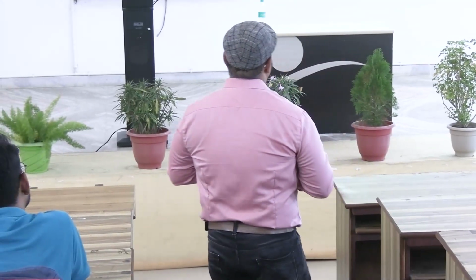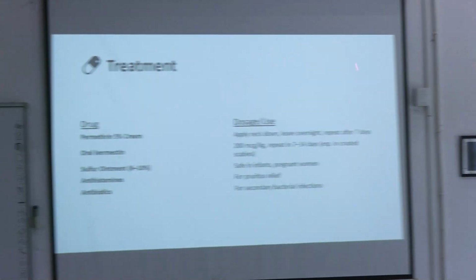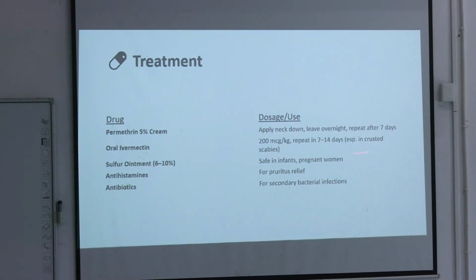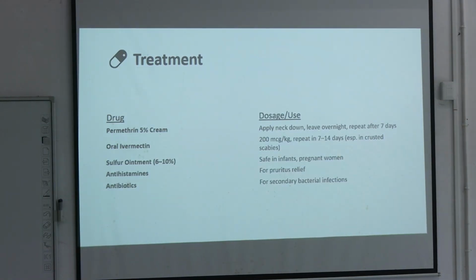Now treatment is a 5% permethrin cream, apply neck down and leave overnight, repeat after 7 days. So this is a normal standard treatment, 5% permethrin cream, and also ivermectin can be used but not that much, mainly permethrin is very much used.